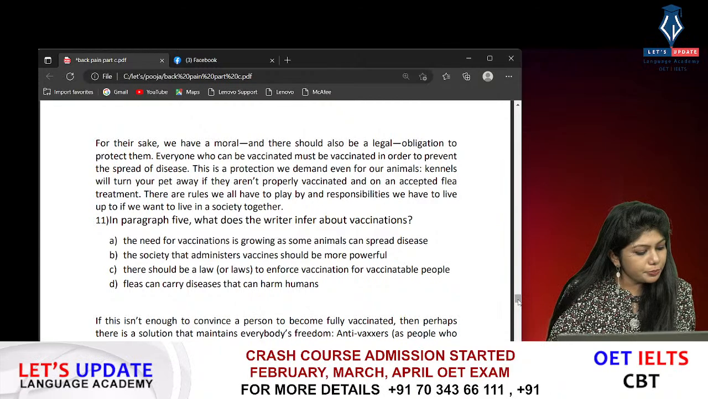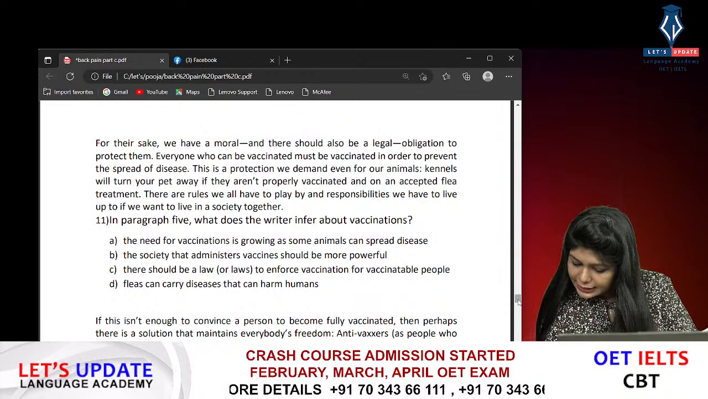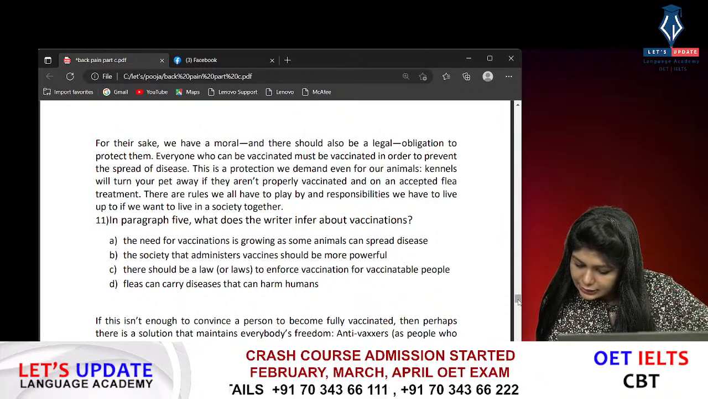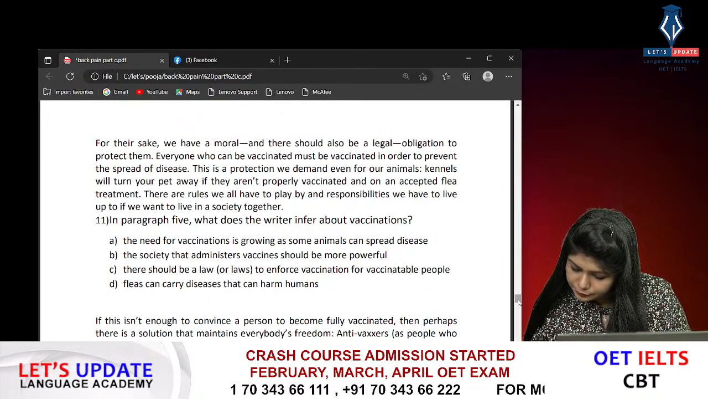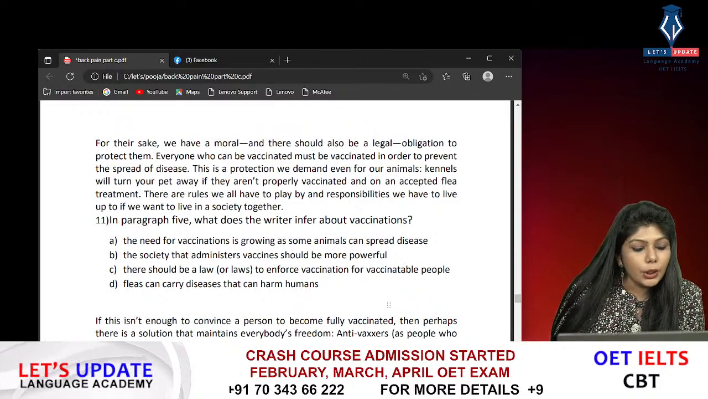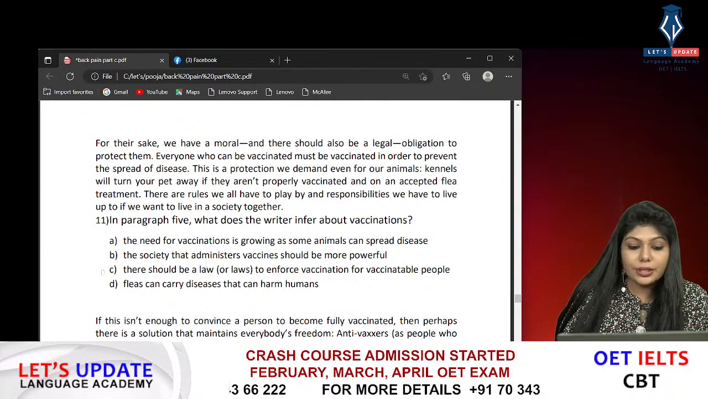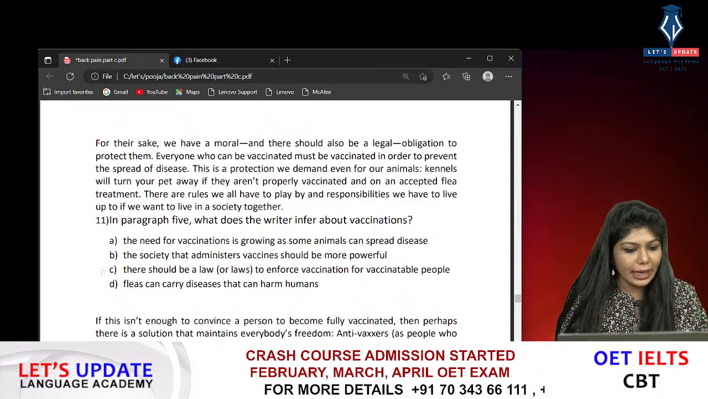Okay, so I can see answers coming up. So Rahul Raj has put in C as the answer. Nadia Sahir has put in B. Chinju Basil has put in C. Okay, so the answer is indeed C. There should be a law or laws to enforce vaccination for vaccinatable people. Okay, so that is the answer.